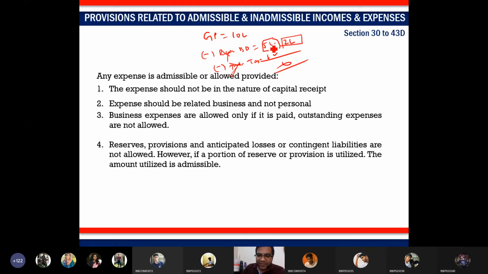So what I do is, from this 5 lakh minus 2 lakhs, the remaining 3 lakhs, which is considered as reserve for bad debts, will be inadmissible.